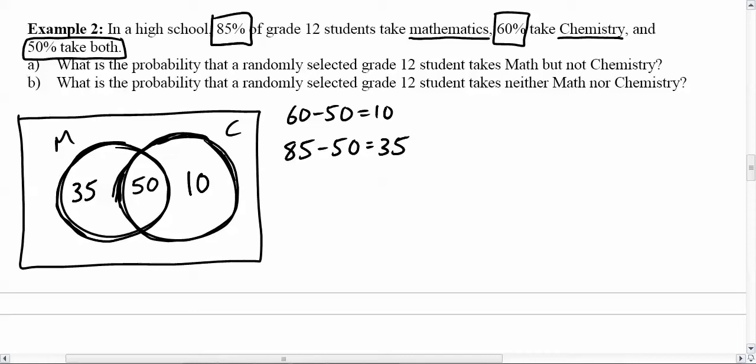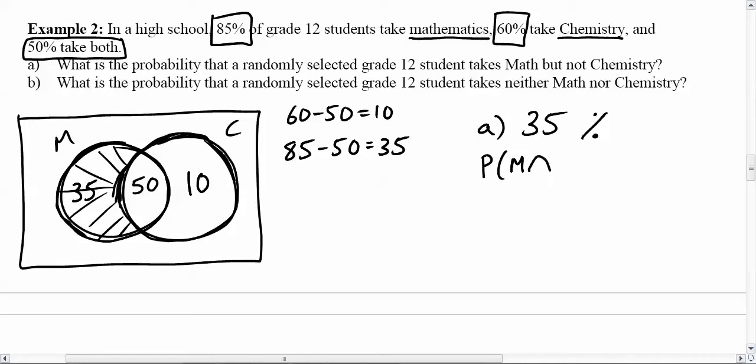So now we've got some more interesting questions here. What's the chance that a selected student in grade 12 takes math but not chemistry? So that means only math. We've got 35%. And if you want to write that in set notation, that would be taking math and not chemistry.